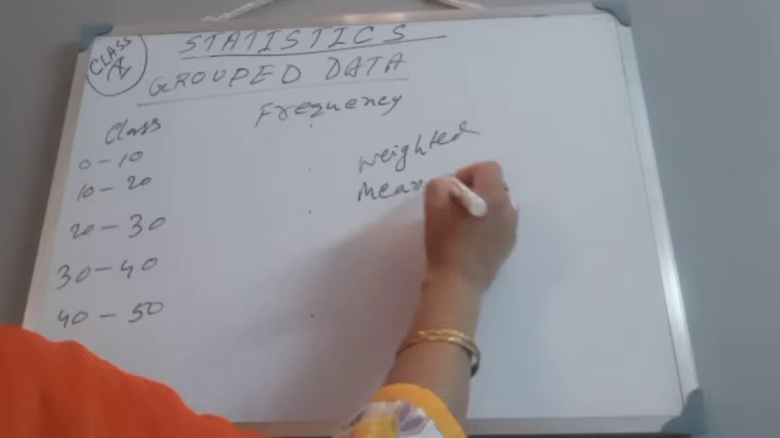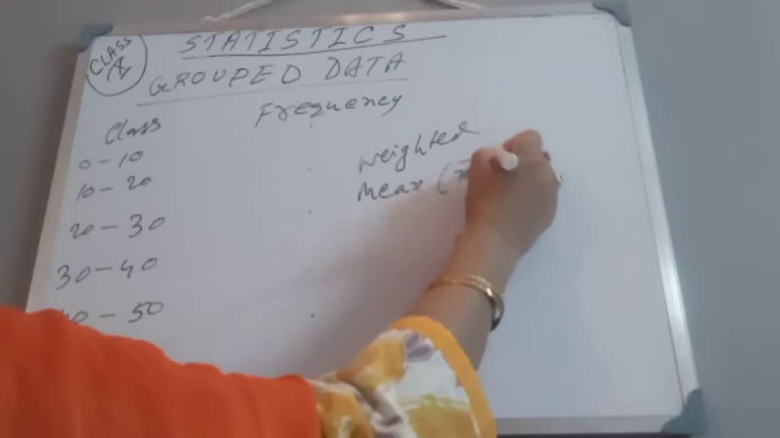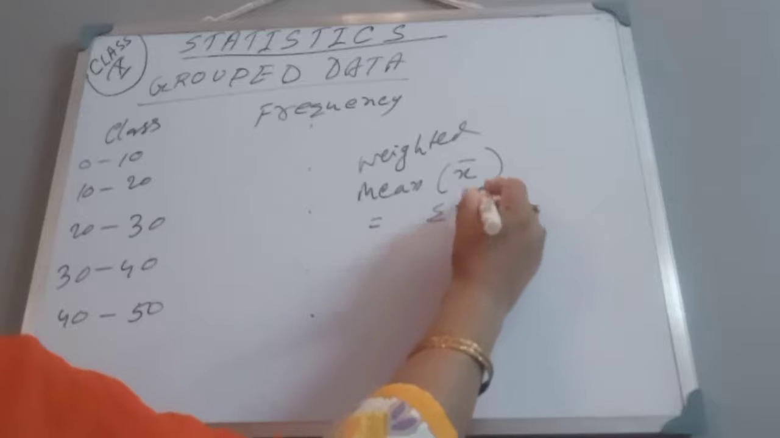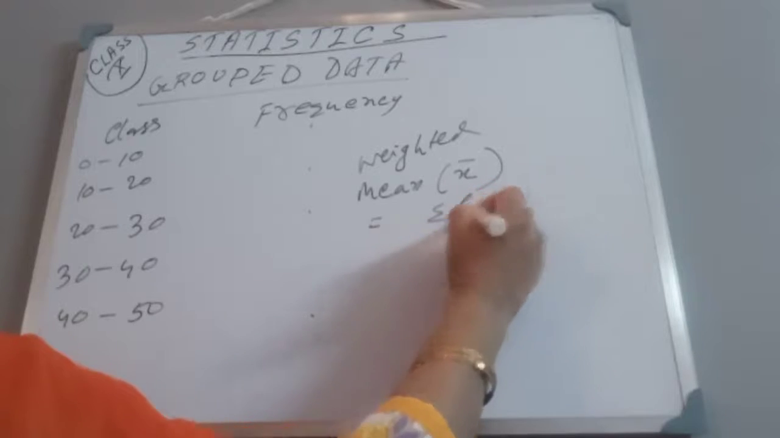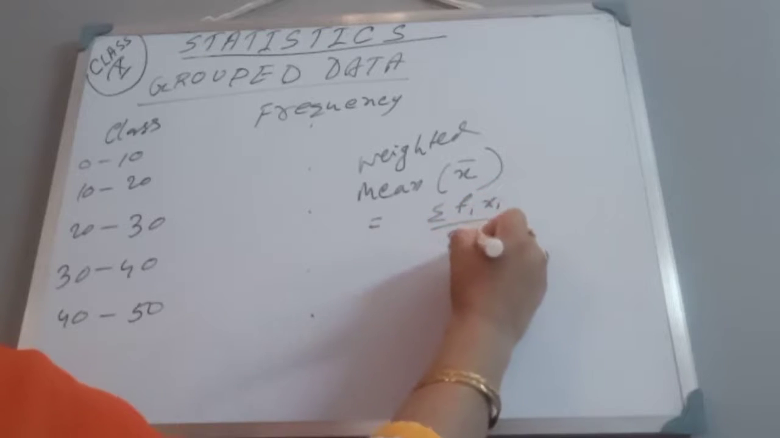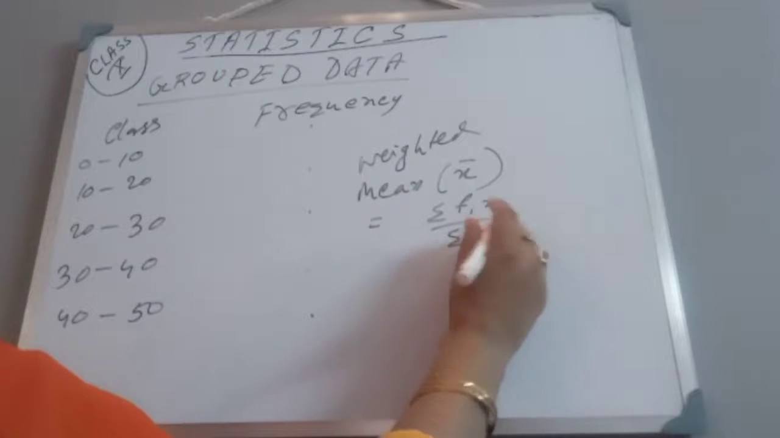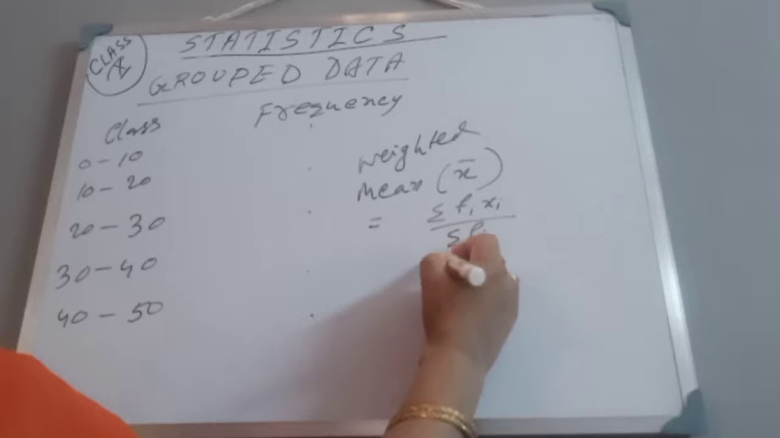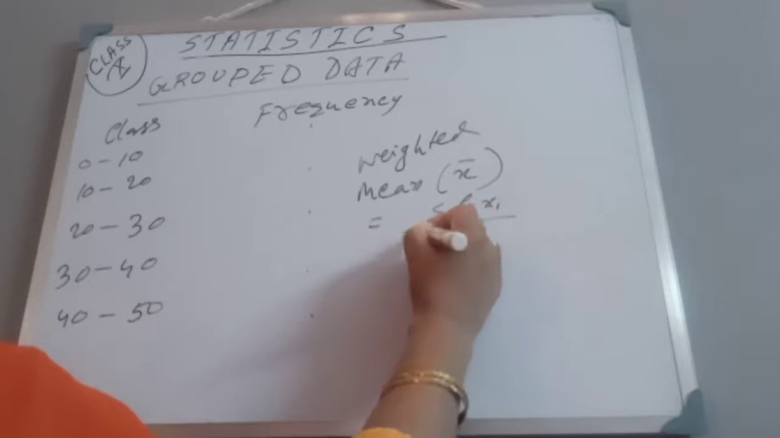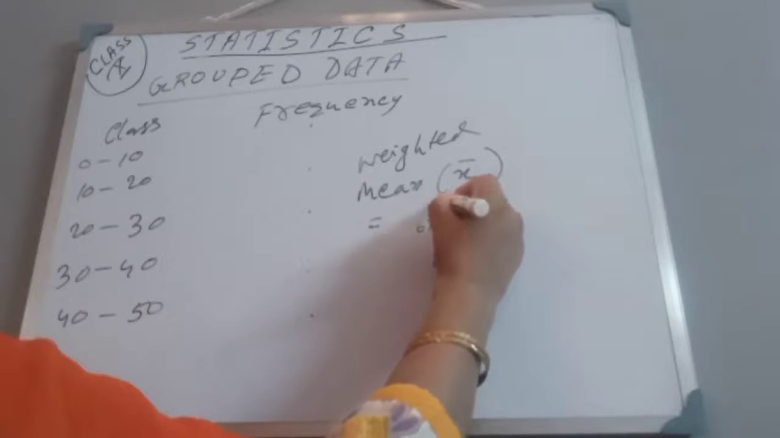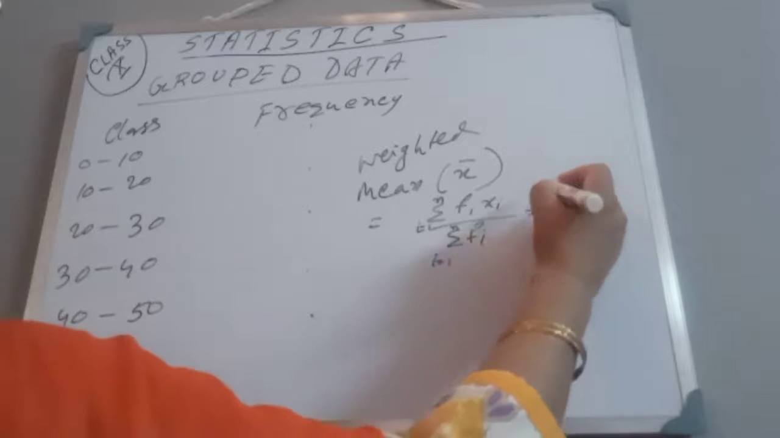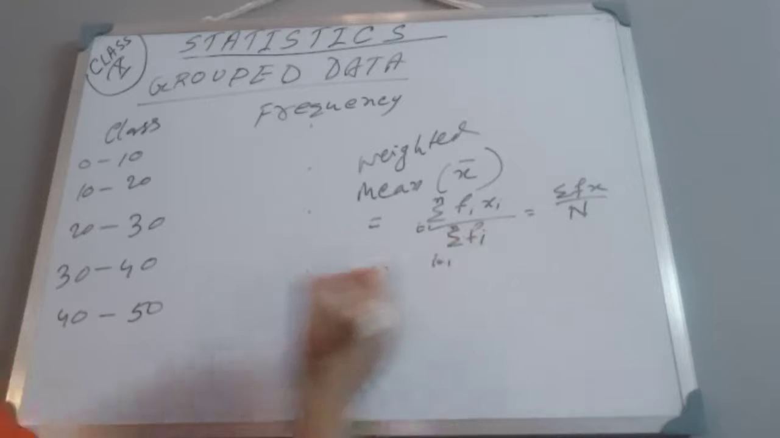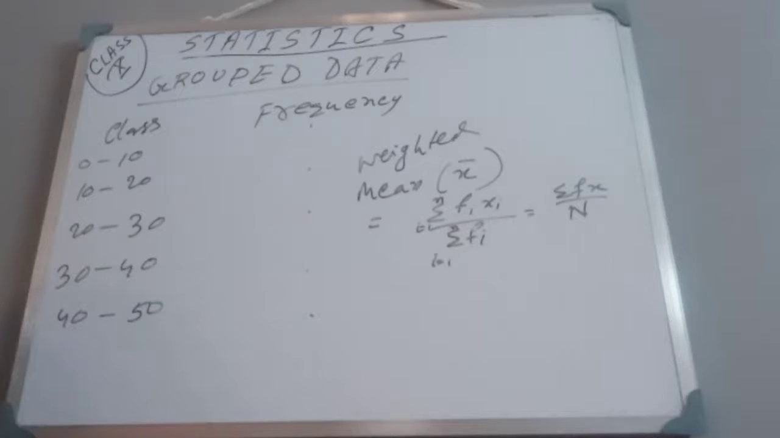Weighted mean, we can write mean as x bar is equal to sigma fi xi by sigma fi, where i is equal to 1 to n. Here also i is equal to 1 to n, or we can write this as sigma fx by capital N. Capital N means sum of frequencies.